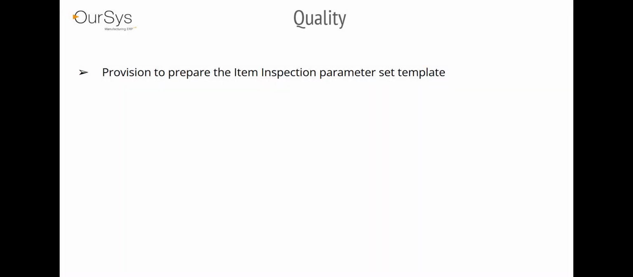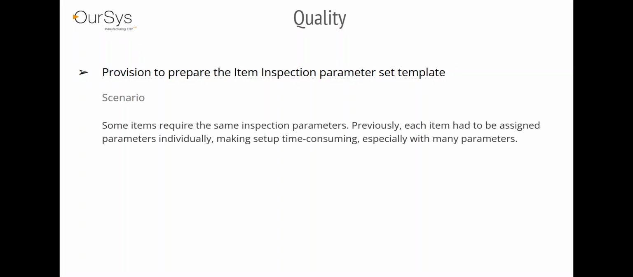Provision to prepare the item inspection parameter set template. Now for some items, they need the same set of inspection parameters. Before, each item had to be given its parameters one by one, which was very time consuming, especially when there were many parameters to set up in the item inspection master.